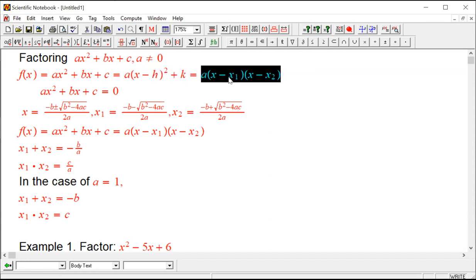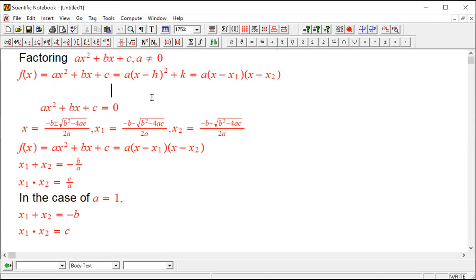In the factored form, you can identify the x-intercepts. In the perfect square form, we can identify the vertex, which will be (h, k). In the latter form, you can identify x-intercepts if you have two real numbers. If you don't have real numbers for x1, x2, then you don't have x-intercepts. And so we have those discussions, and I'm going to put those discussions in here as well.